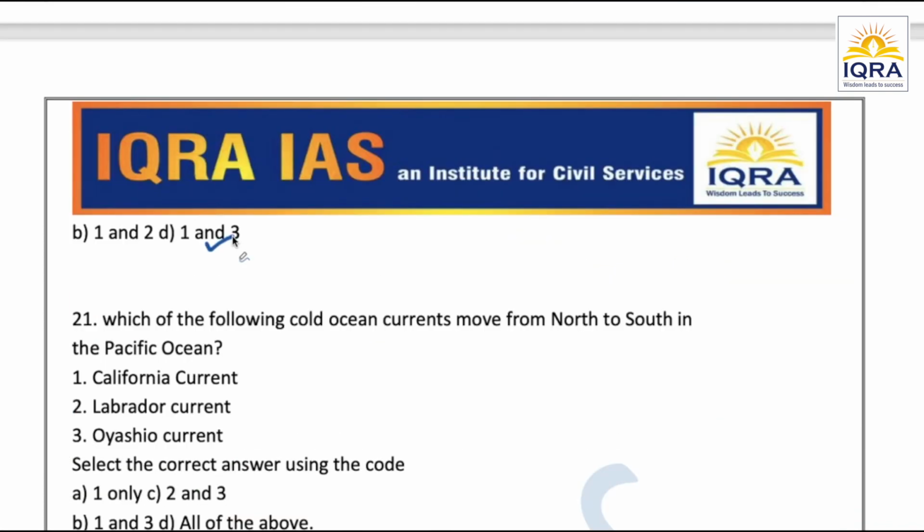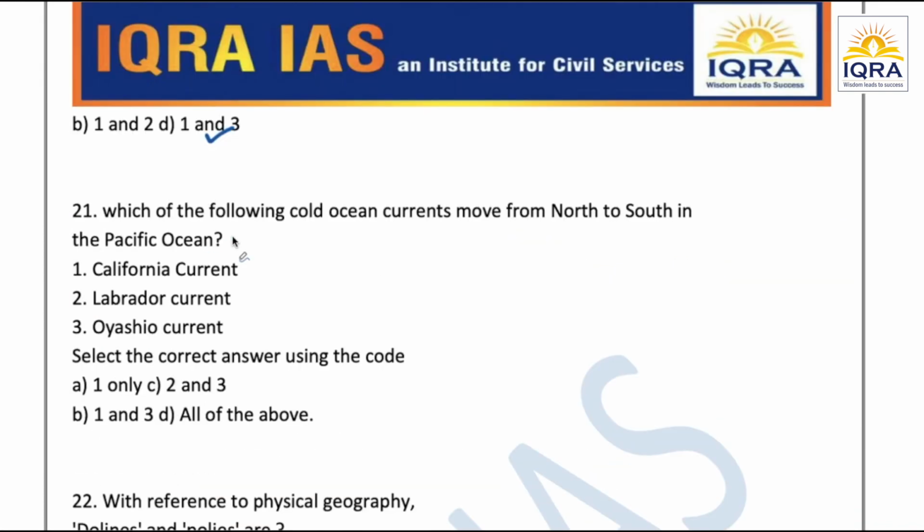Next question number 21. Which of the following cold ocean currents move from north to south in the Pacific Ocean? So there are 3 keywords in this question. The first is cold ocean currents, okay? This cold ocean current. The second is this direction, north to south, and the third is Pacific Ocean, the location of the currents, okay? California current, Labrador current, Oyashio current. We have to select from these codes given.